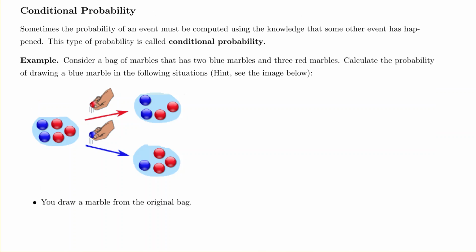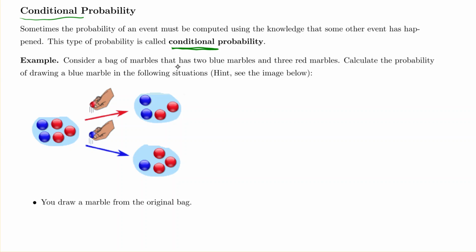Conditional probability. Sometimes the probability of an event must be computed using the knowledge that some other event has already happened. This type is called conditional probability because it has a condition already. So let's look at an example to understand this idea.